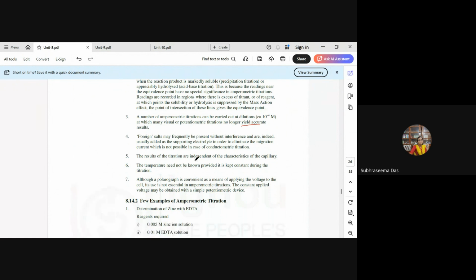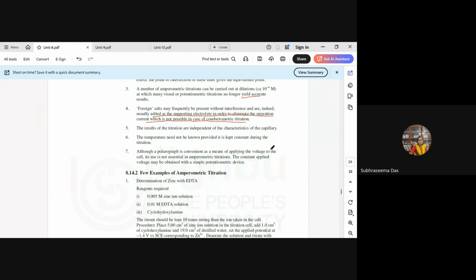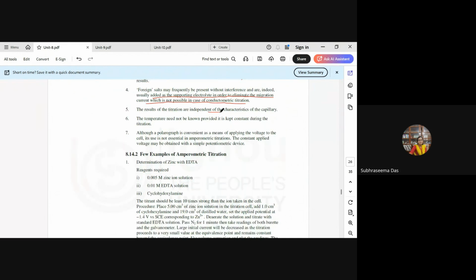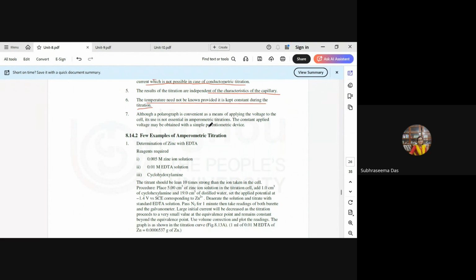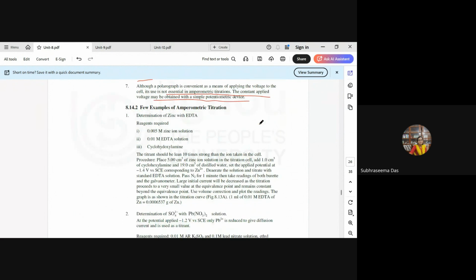Foreign salts or impurities may frequently be present without interference, and indeed they are usually used as the supporting electrolyte in order to eliminate the migration current, which is not possible in the case of conductometric titration. The results of the titration are independent of the characteristics of the capillary. The temperature need not be known provided it is kept constant during the titration. Although a polarograph is convenient as a means of applying the voltage to the cell, its use is not essential in amperometric titration. The constant applied voltage may be obtained with a simple potentiometric device.